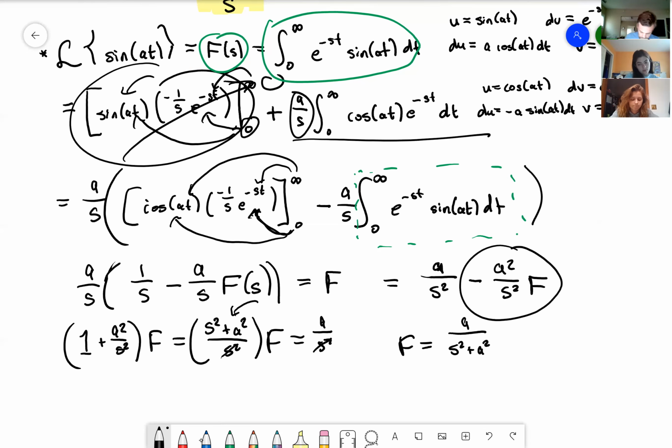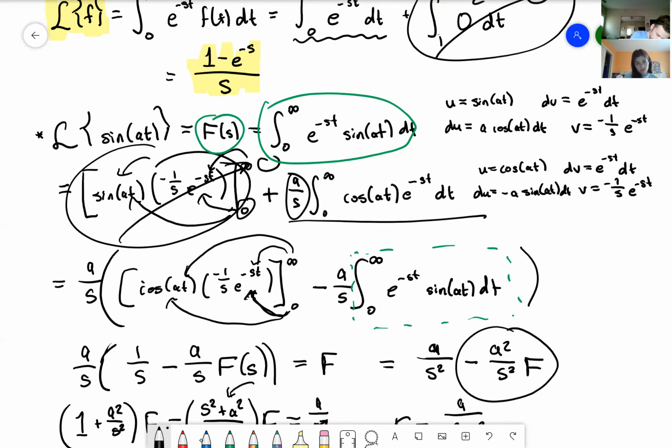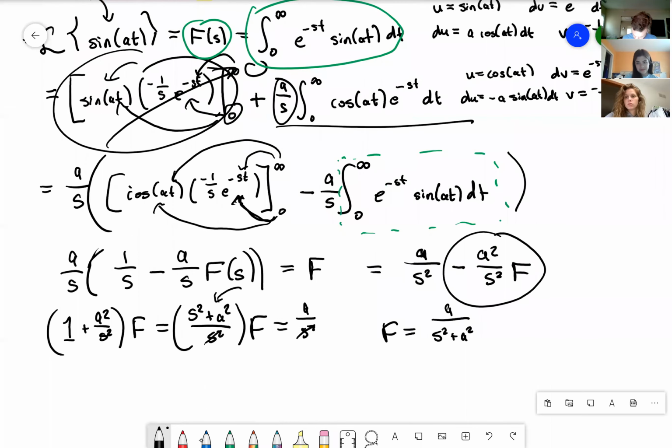And we already know this thing is bounded by 1, which is equal to E to the 0. It's an E with a 0 growth rate. So this thing is valid for S greater than 0.